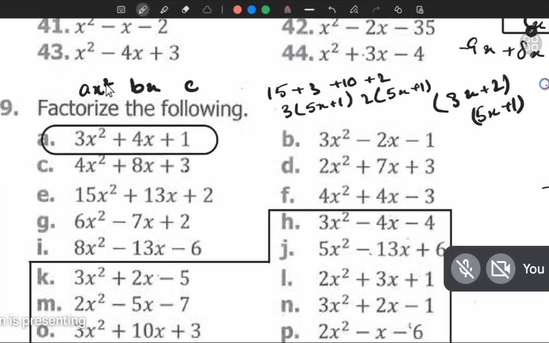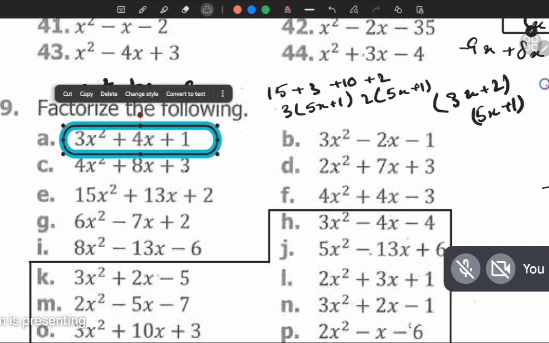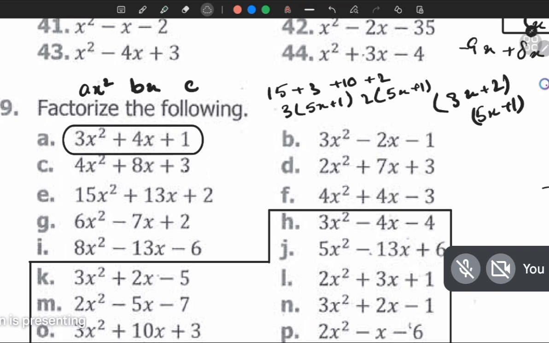So you've got ax square, the term which is with ax square is a, b, the term which is with x, and c, the term which has no value of x. Say, can you tell me what is the term a for this expression? What's the value of a?